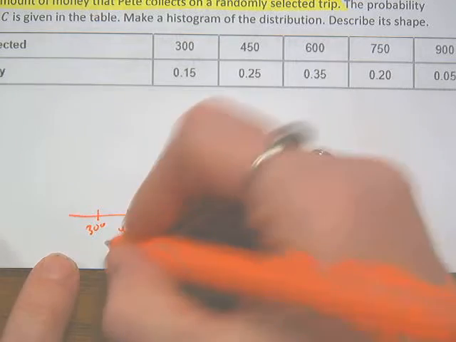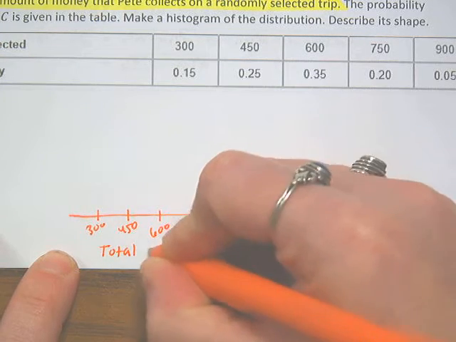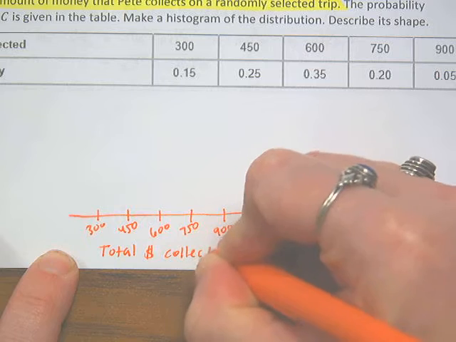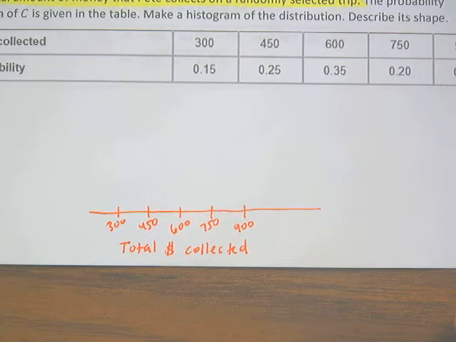Let's go ahead and title. This is total money collected. That's what these values mean. You want to have a nice title there.